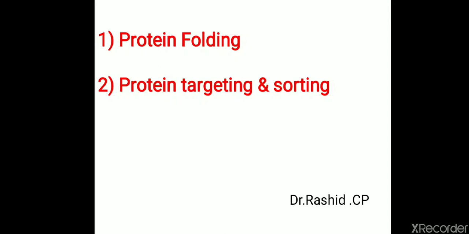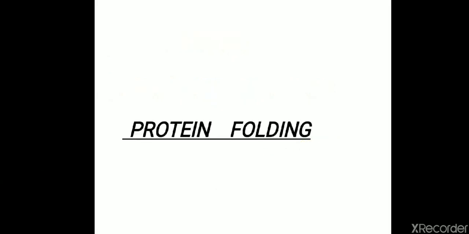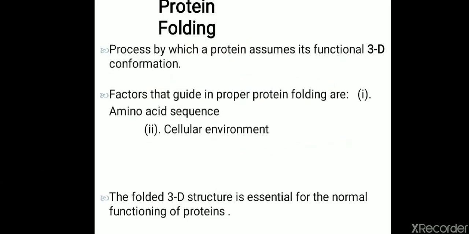In this video, I will be explaining protein folding and protein targeting. So, coming to protein folding. Protein folding is a process by which a protein assumes its functional three-dimensional conformation. After the formation of a polypeptide chain, proteins are converted into their final three-dimensional configuration. And this three-dimensional configuration is essential for the functional activity of a protein.